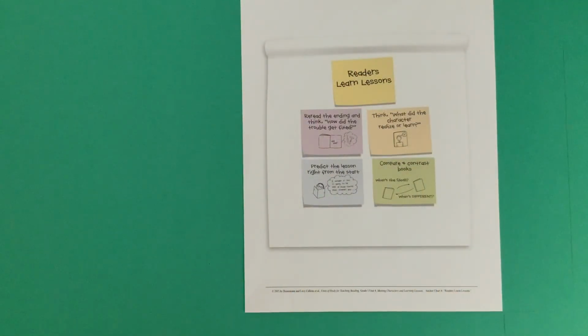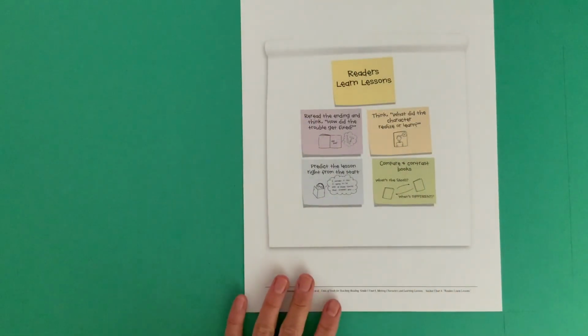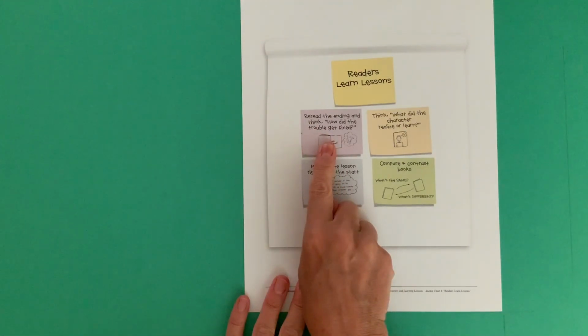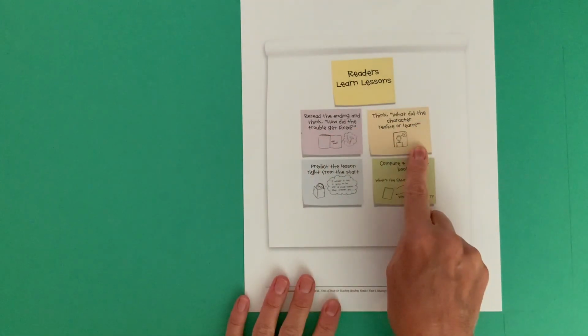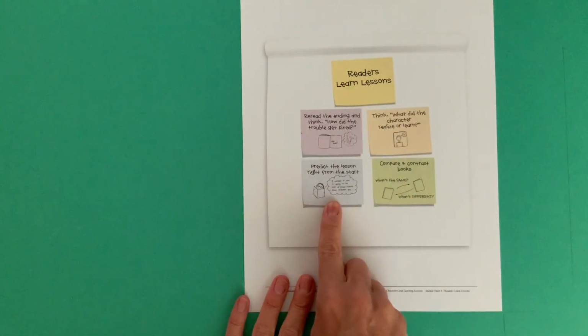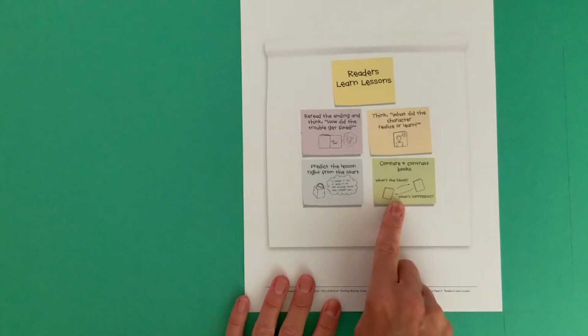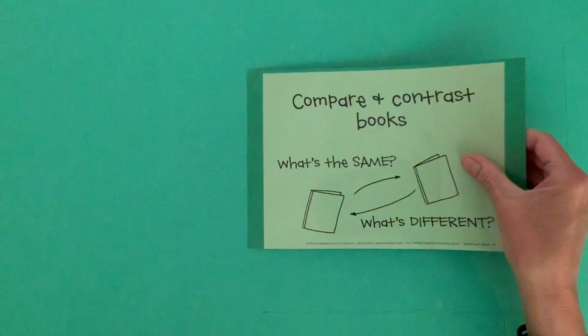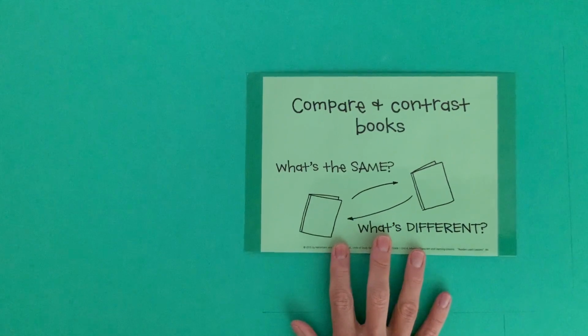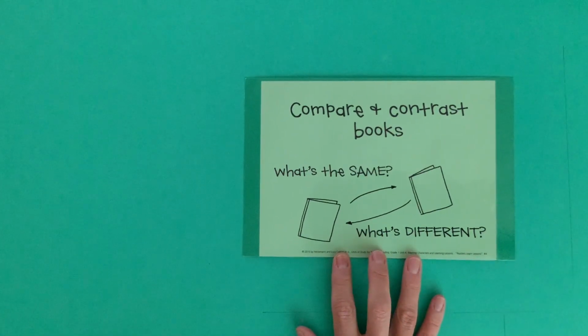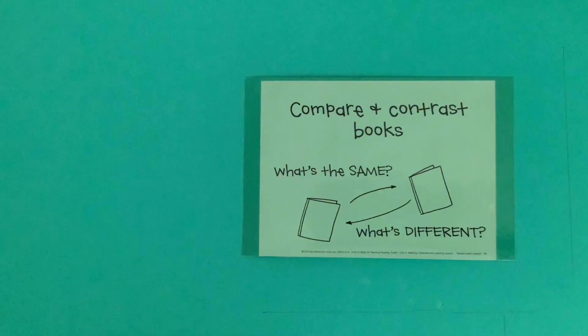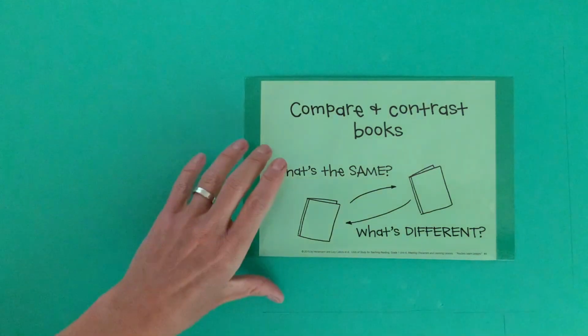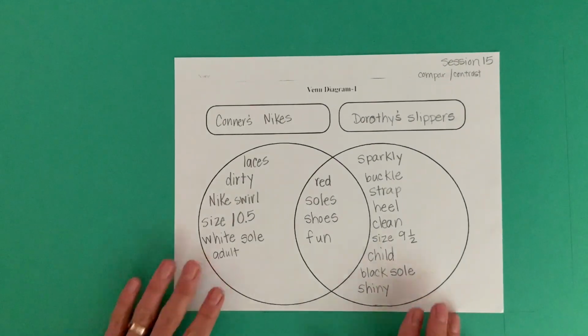So in Readers Learn Lessons, we've talked about these things on our anchor chart. Thinking about how did the trouble get fixed? What did the character realize or learn? Predicting the lesson right from the start. I wonder if this is one of those stories that teaches you. And today's focus is compare and contrast books, right? What's the same? What's different? And we did that with some shoes, and we did that with some books, and I'm going to talk about that. So this was the shoes, and I'm showing you it on a Venn diagram.